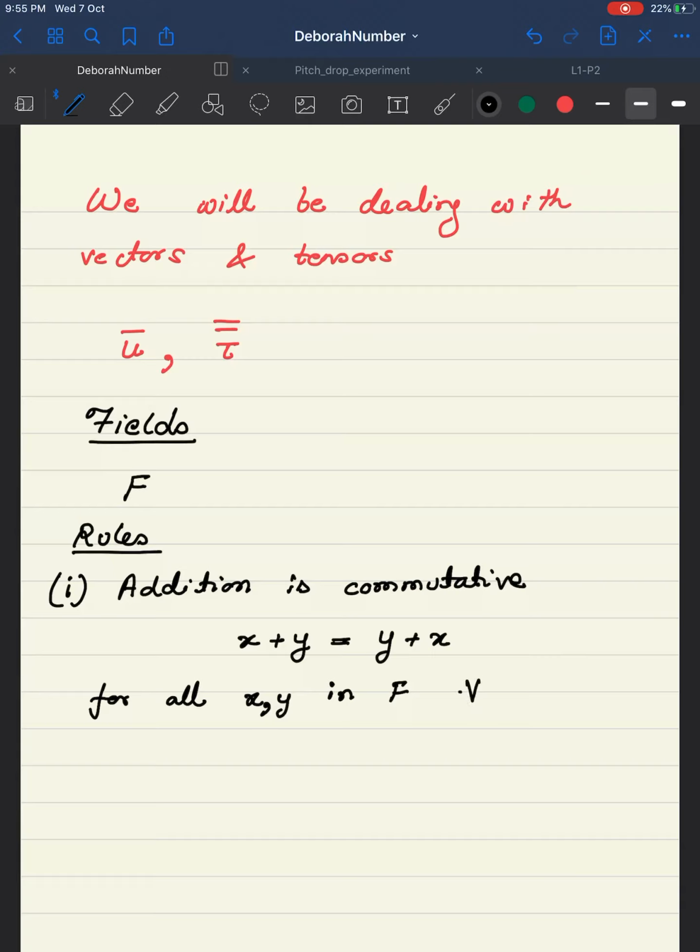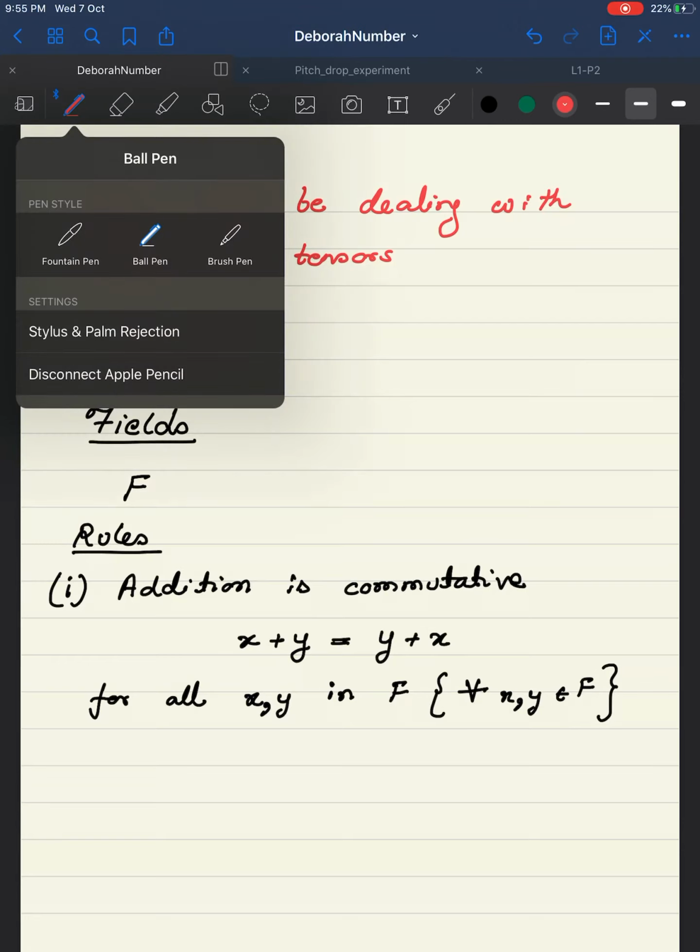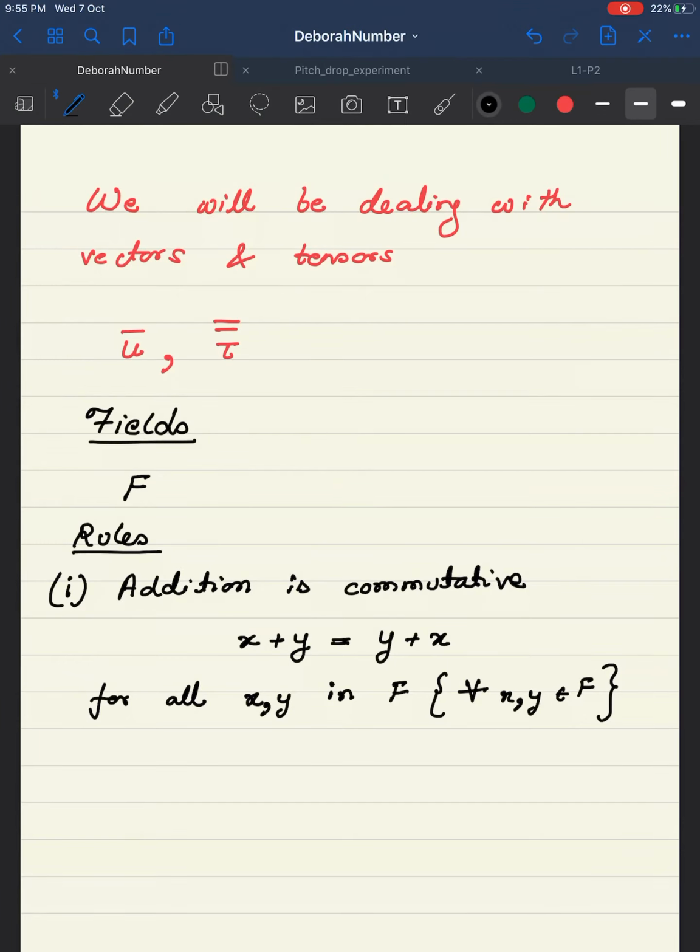You can also write this as for all x, y in F, if you want to use slightly more mathematically sophisticated language. I'm not going to repeat this again and again, but x and y are basically in F. Similarly, the other rule, so we said we'll set up 4 rules for addition. The other rule is going to be addition is associative.